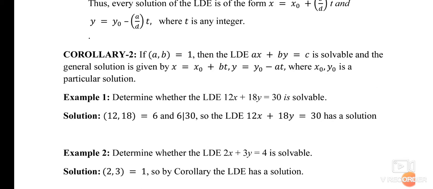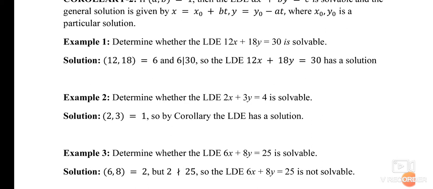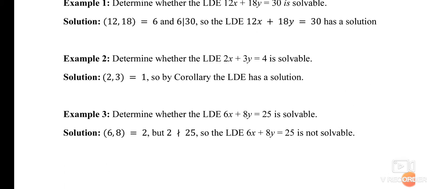So, first we find the GCD of the coefficients. GCD of 12 and 18 is 6. 6 divides the constant term 30. So, by the theorem the LDE has a solution. Next problem, determine whether the LDE is solvable. So, here the coefficients are 2 and 3. 2 and 3 are relatively prime. So, by the corollary the LDE has a solution.